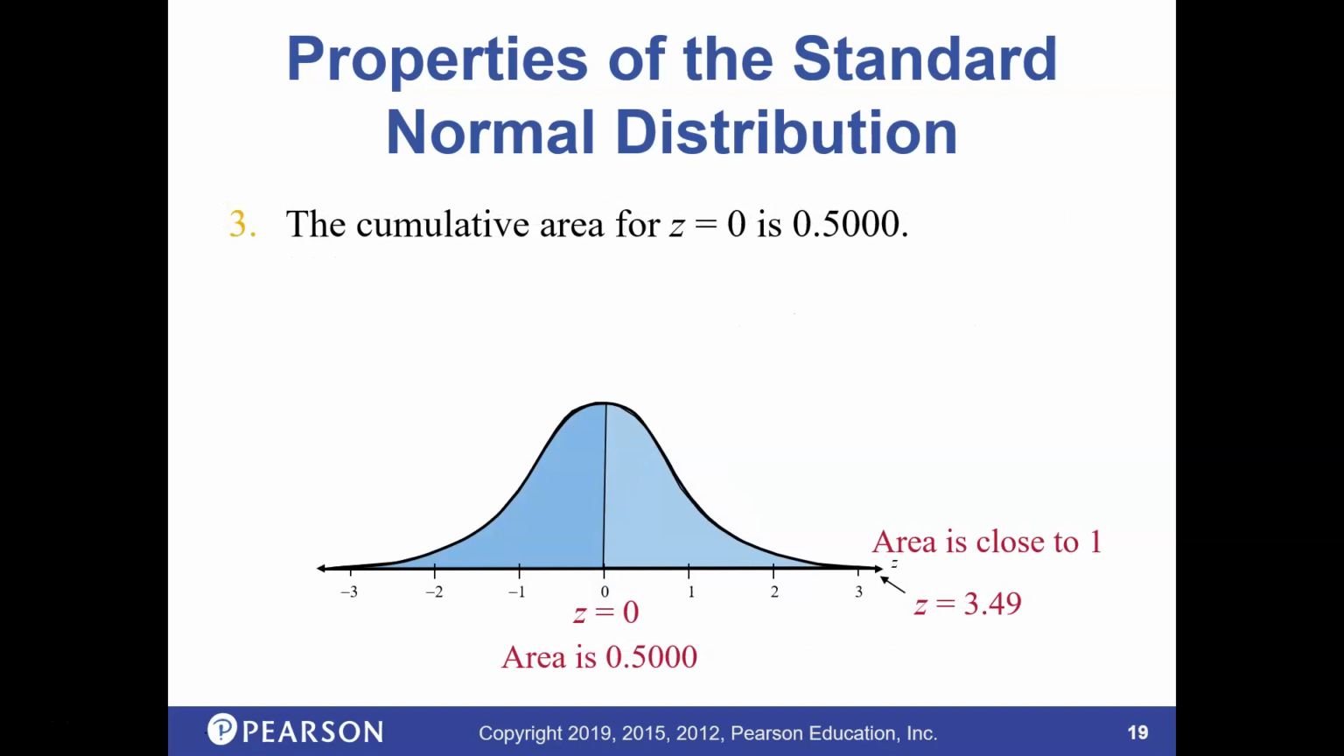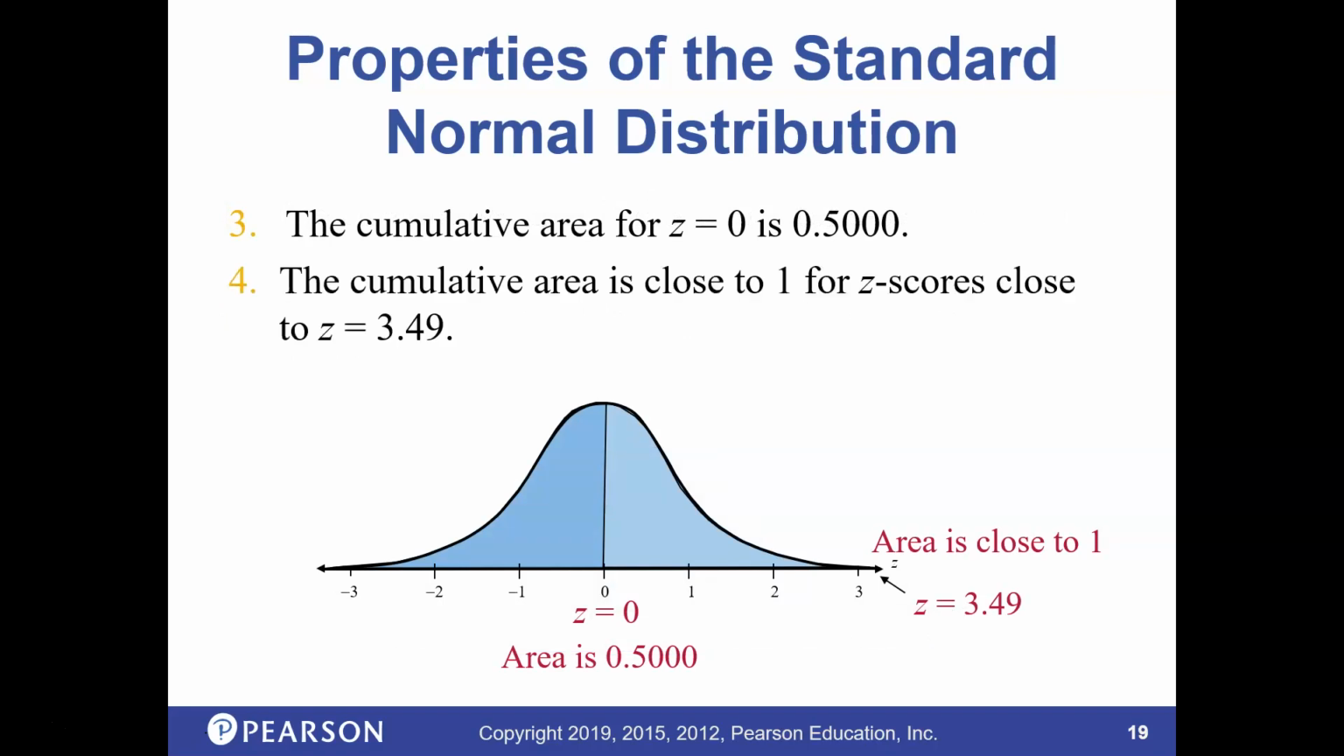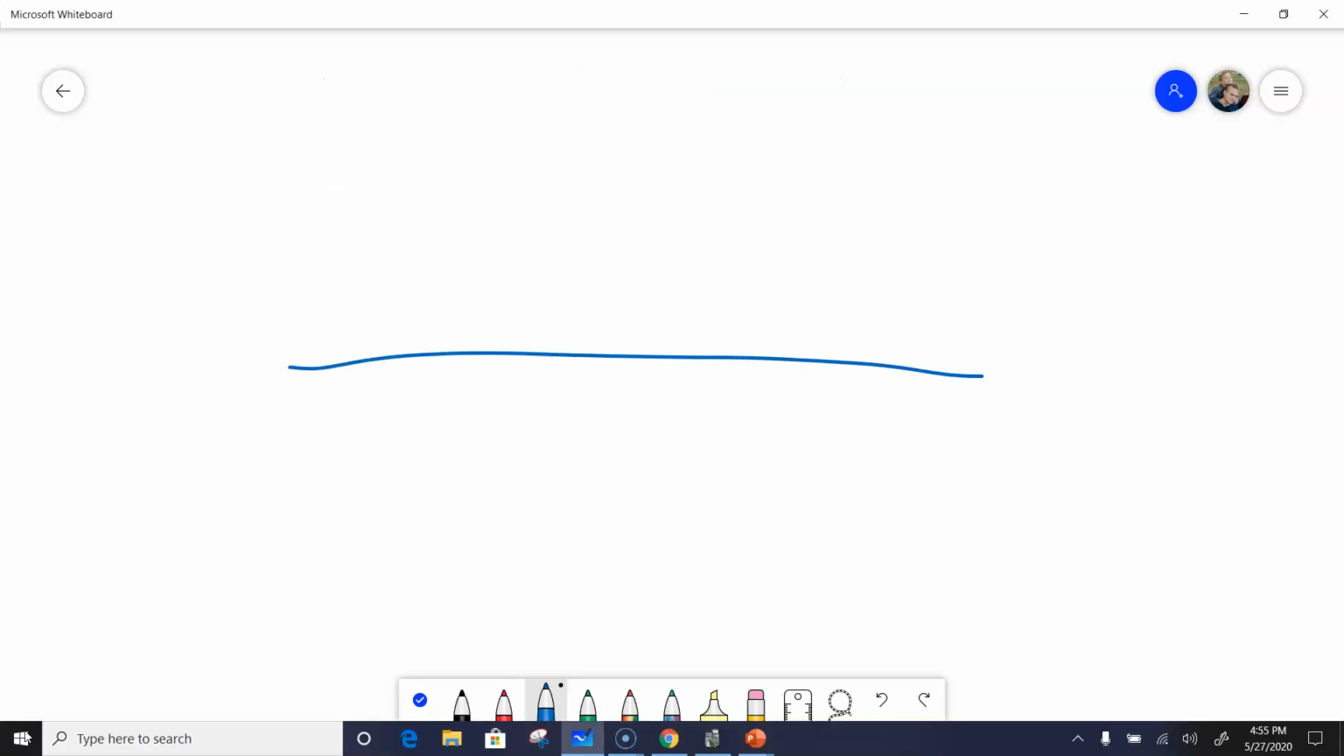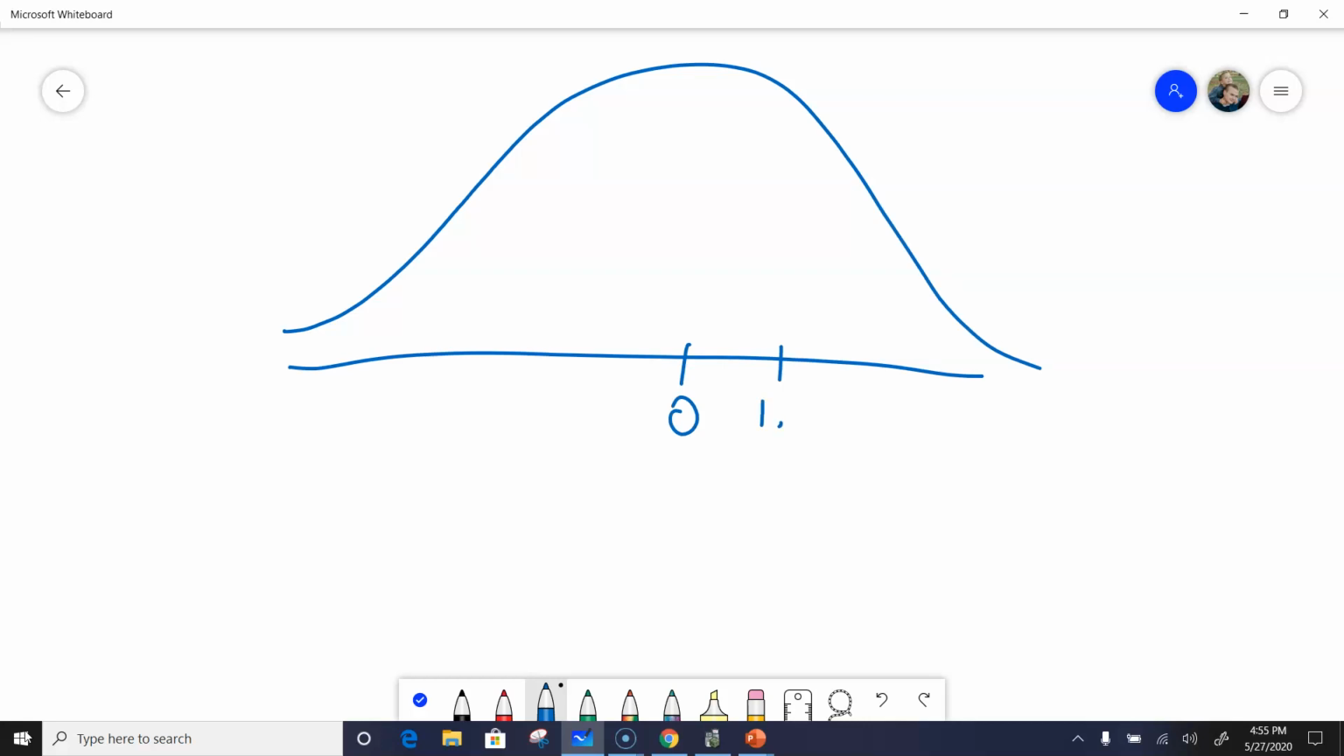What's the cumulative area? Like if you're at a z-score of 0, you're at the 50th percentile, okay? We want to start to make these a little bit more complicated. So the cumulative area that corresponds to a z-score of 1.15, let me show you what I mean by that. We are saying here, if my z-score is 1.15, what's the cumulative area? So 0 lives here, 1.15 would be over here.